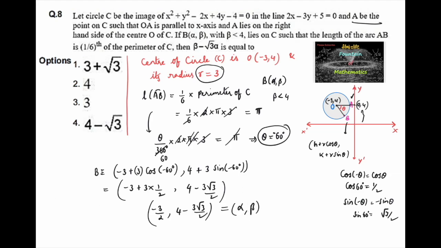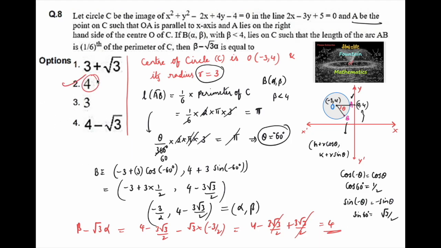Now we need to find beta minus root 3 times alpha. That is 4 minus 3 root 3 by 2 minus root 3 times alpha value, which is again minus 3 by 2. That is 4 minus 3 root 3 by 2 plus 3 root 3 by 2. So on simplifying we'll get the answer 4. So we can go with option B. 4 is the answer.